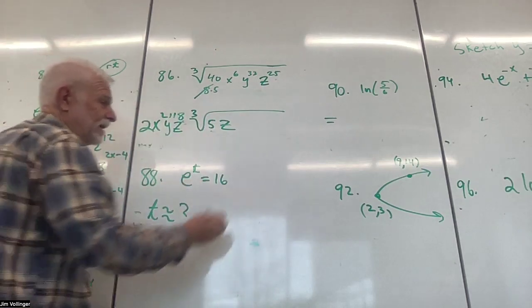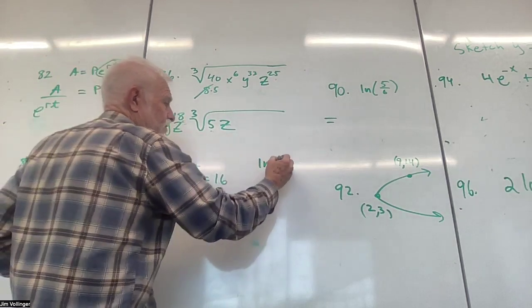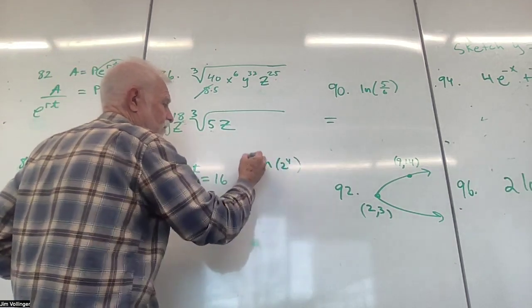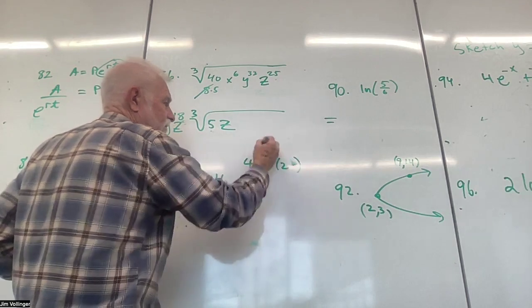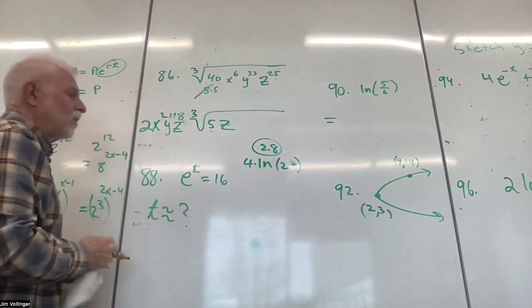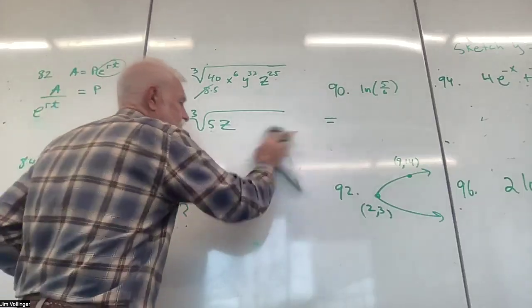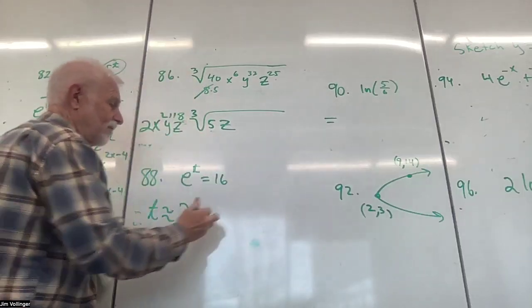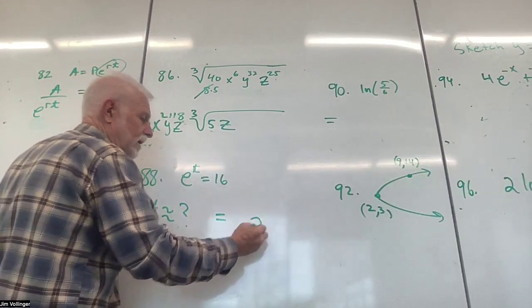16. ln of 16 is actually the ln of 2 to the 4, which is equal to 4 times the ln of 2. So my answer is going to be 2.8. That's the approximation, but we'll do it out, not using rules of logarithms, but hopefully seeing where the rules come from.